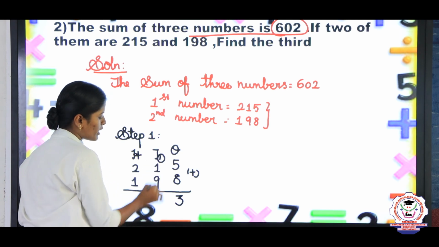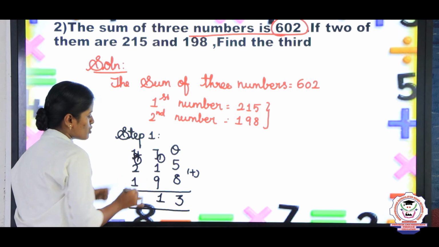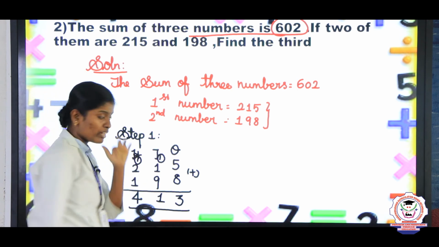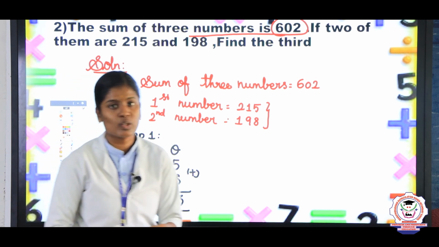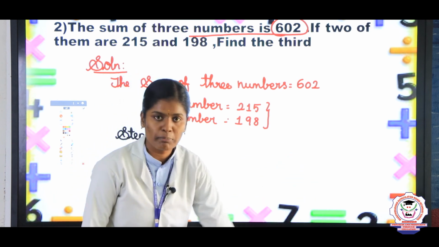Now 9 plus 1 is 10, 10 plus 1 is 11, so write 1, carry 1. So 2 plus 1 is 3, 3 plus 1 is 4. So we got the answer 413. What is the answer? 413. Now we are going to do step 2.